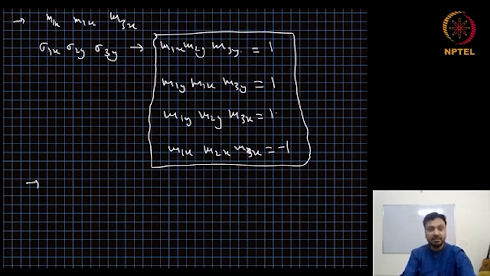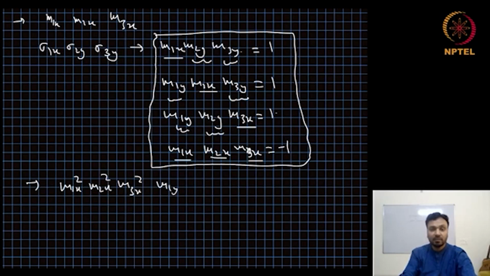Now from here we can see if we take the product of all four, then m1x appears twice, m2x appears twice, m3x appears twice. Similarly m1y, m2y, m3y. So when we take the product, we get m1x squared, m2x squared, m3x squared, m1y squared, m2y squared, m3y squared, and when we take the product of the right hand side, we get minus 1.